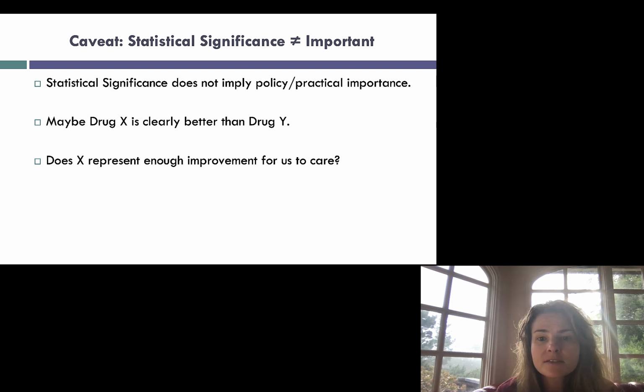Now, a couple of things to talk about before we finish this conversation about statistical significance today. One that I think is particularly important is that statistical significance isn't the same as policy and practical importance. This is especially important if we're trying to make decisions from data. Maybe drug X is clearly better than drug Y, but does X represent enough improvement for us to care? This is notable and important when we're working with big data sets.